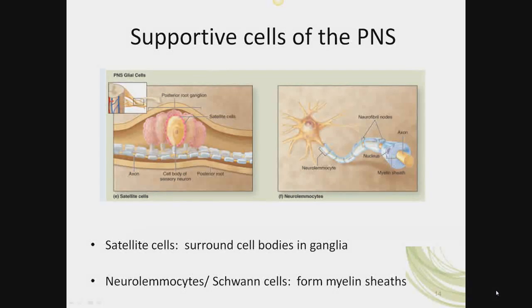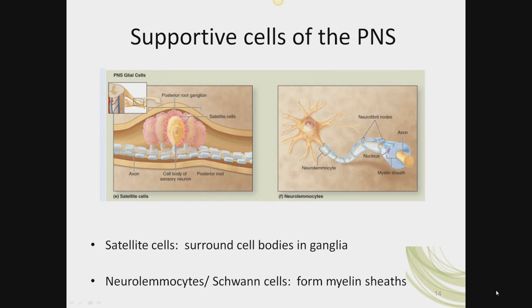For example, we can see satellite cells around the cell bodies of sensory neurons located in a specific type of ganglion, shown here in this picture, and this ganglion is part of the posterior root ganglion. Satellite cells physically separate cell bodies in a ganglion from their surrounding interstitial fluid and regulate the continuous exchange of nutrients and waste products between neurons and their environment.